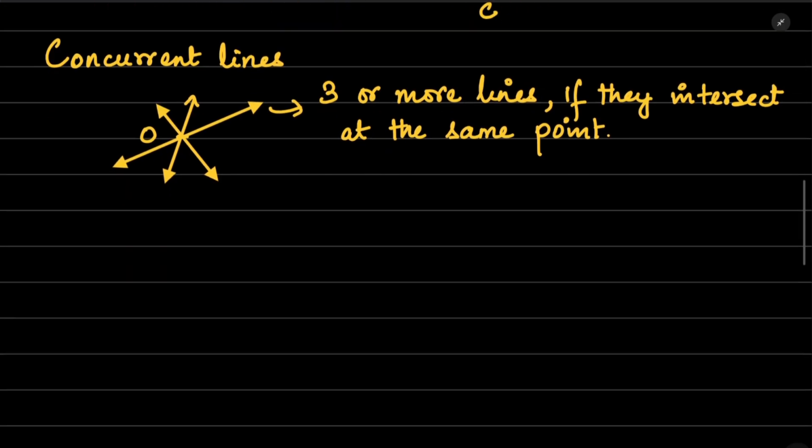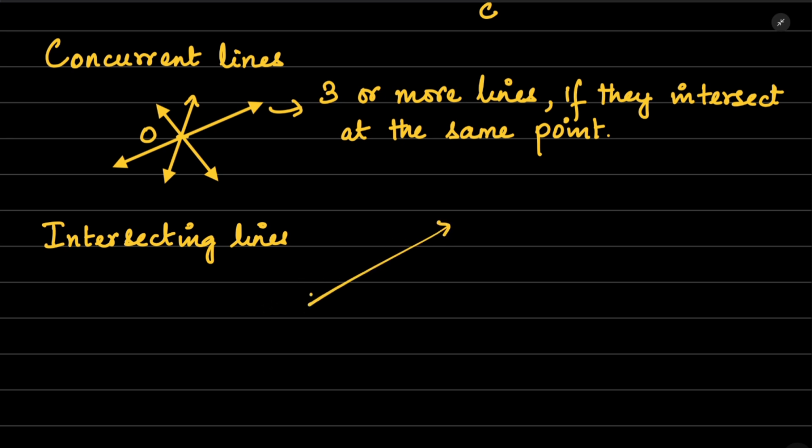Now, what do you mean by intersecting lines? If you have two lines that have a common point, this is one line and this is another line. These two lines have one common point, say O, or they cut each other at a single point O. Say this is L and this is M. Then L and M are called intersecting lines.